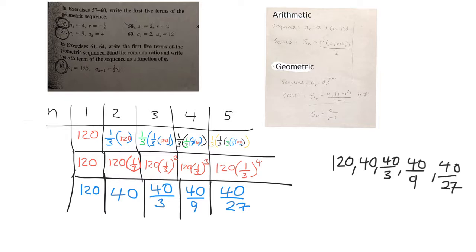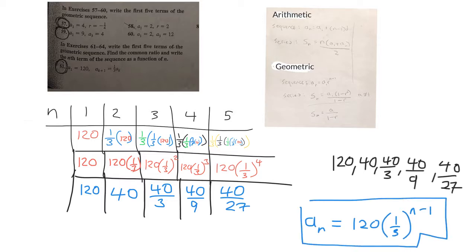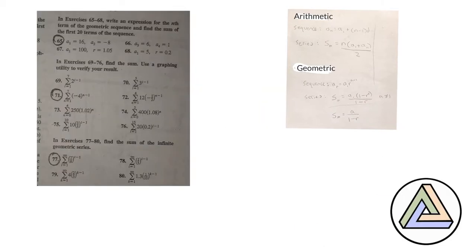So basically, a sub n equals 120, because that's the first term, times 1/3 raised to the n minus 1. Okay, so that is finding the common ratio, which is 1/3, and writing the nth term of the sequence, which is this. This is the nth term of the sequence as a function of n. Here's the function of n. Okay, so that is the answer to problem number 61. Hopefully that makes sense. Let's move on.